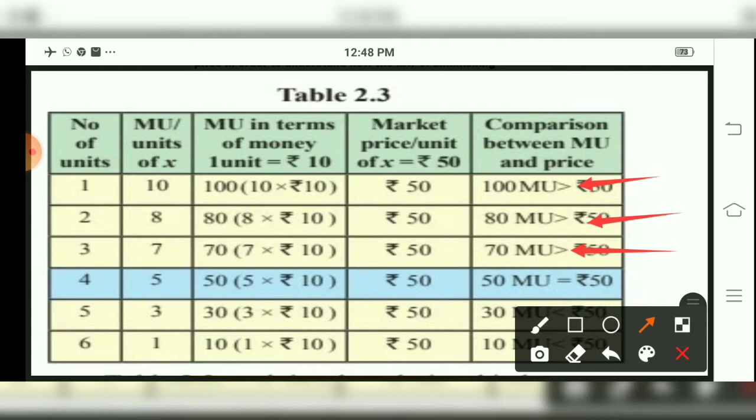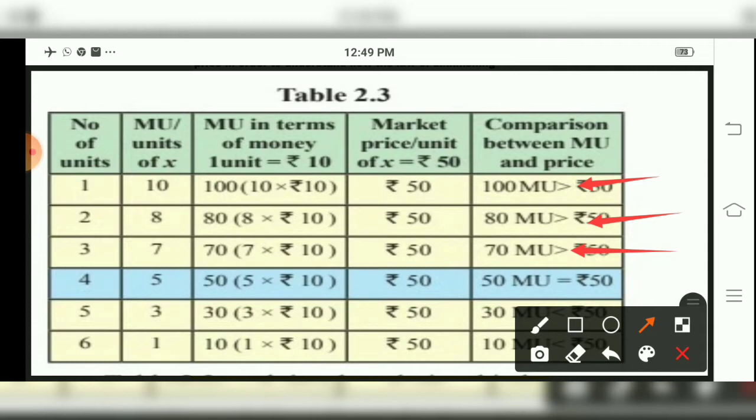Comparison between MU and price we are studying. So these three units in the last column, that is first, second, third unit, where marginal utility was 100, for second unit it was 80, for third unit it was 70. They are greater than price because price is 50. So these all three items or units of commodity are called as intra-marginal utility, children.